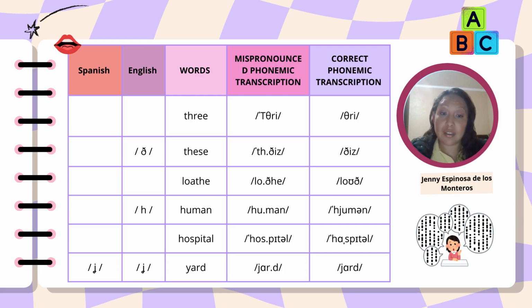Vowel sounds. Vowels can also be a tricky area due to the difference in the quality of vowels between English and Spanish. For example, hospital. In this word, they tend to replace the vowel with a more closed sound, when the correct pronunciation is hospital. Number 2, yard. The word yard can sound different to Spanish speakers, who may replace it with a shorter and less open sound, but the correct pronunciation is yard.